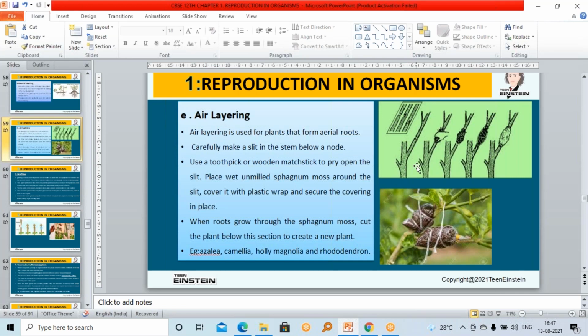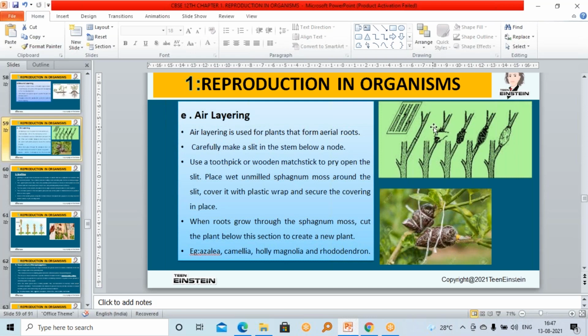Then the next step is placing wet sphagnum moss around the slit. We are going to place the sphagnum moss, which is used in vegetative propagation and all. When we were learning all these things in the first year chapters, the 11th standard chapters, that time I explained. While studying about moss, I explained all these things.